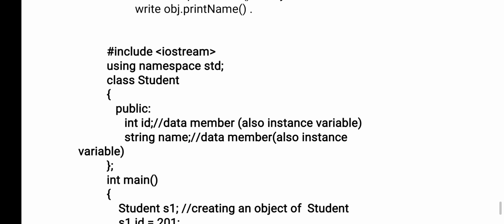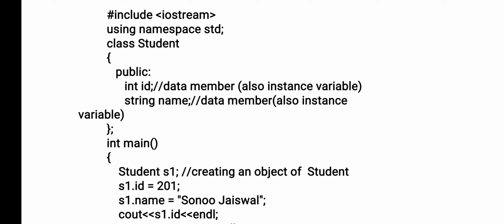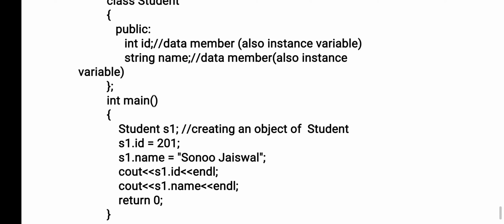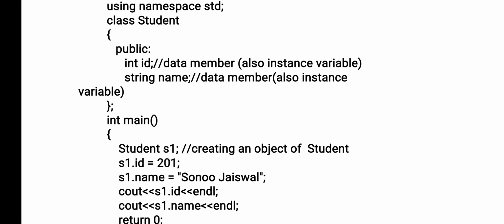Okay, you see the example program here. iostream, we are including a preprocessor command. Next, using namespace std, we are including one module. And what is the name of the class here? Student. Okay, in the student class, I have declared two data members inside public: int id of the student, and the second one is the name of the student. Now I have closed the class.